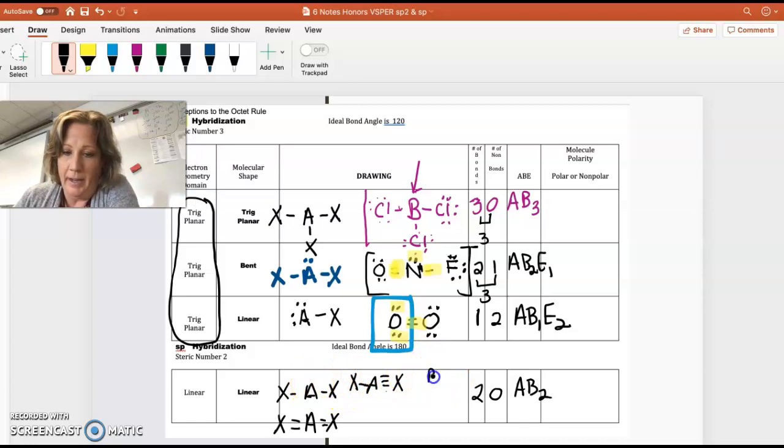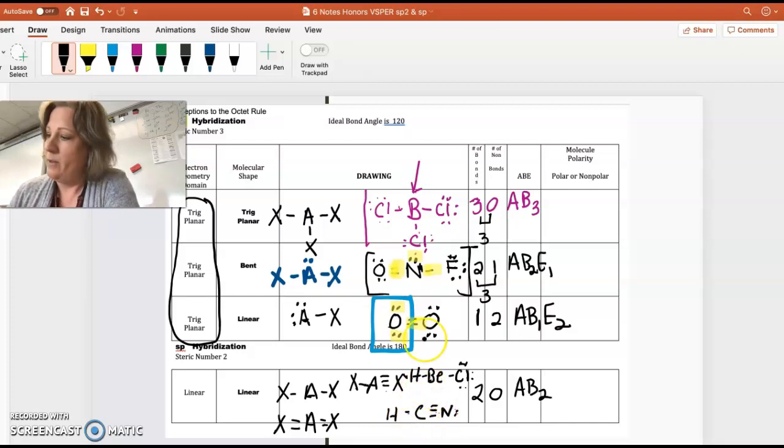An example could be this one over here, if I had beryllium, and maybe it's bonded to a hydrogen and a chlorine. So it only ends up with 4 valence electrons, and that is an exception to the octet, and you do want to know that one. So that would be like this one over here. Let's look at this one here. This could be like carbon, triple bonded to a nitrogen, single bonded to a hydrogen, and you can see carbon has 2 bonding areas, no lone pairs. So that's all I have.